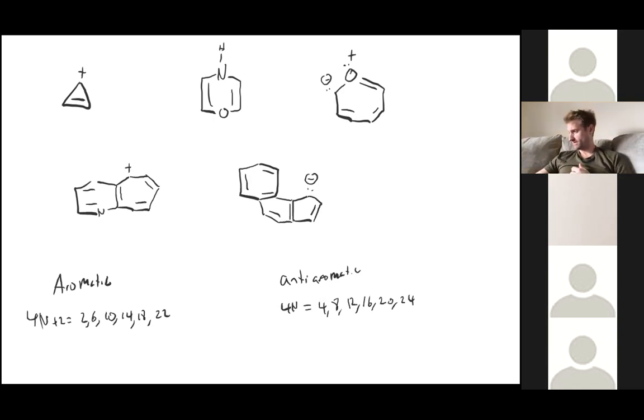All right, so let's start taking a look at these. Our first one, we have one double bond and a positive charge. So this would have a total of 2 pi electrons. If we look down at our two different charts here, aromatic has 2 pi electrons. So this should be an aromatic compound.